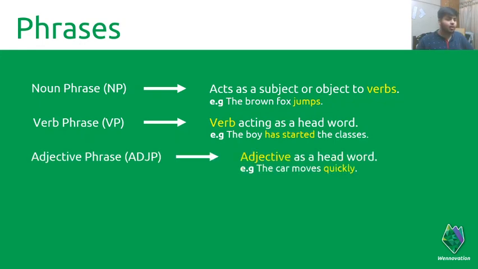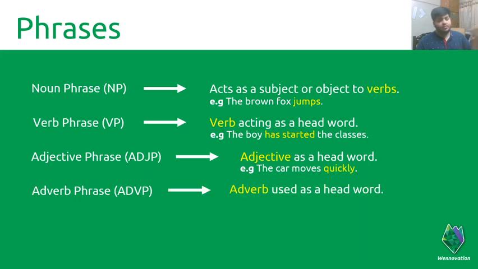And then we have the adjective phrase, which has an adjective as a head word. Think of the example that I discussed earlier for the adjective, and this is exactly what it is. So you can see that the car is moving quickly, or the car moves quickly, has quickly as the head word. And then you have the adverb phrase, which means adverbs are used as a head word.